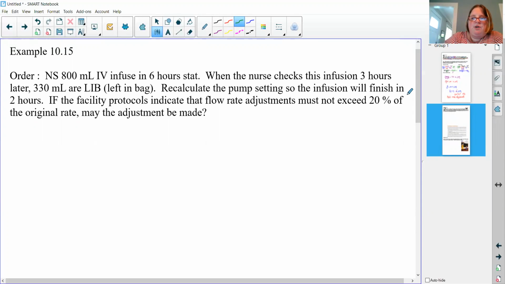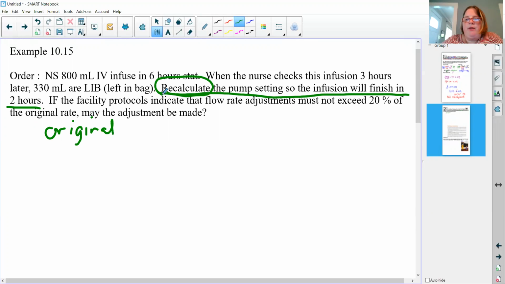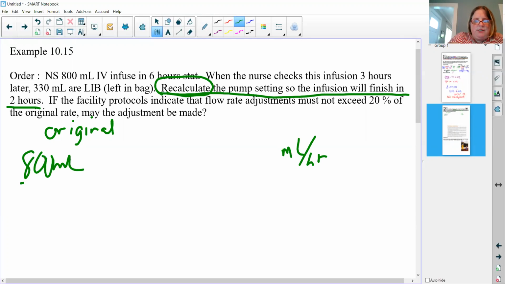Let's see. This says recalculate the pump setting so the infusion will finish in 2 hours. I know it said adjusted, but recalculate works also. The original amount, and since it doesn't say drops per minute, I'm just going to leave it in milliliters per hour. The original amount was 800 milliliters to be infused in 6 hours. So 800 divided by 6 is going to be 133 milliliters per hour.